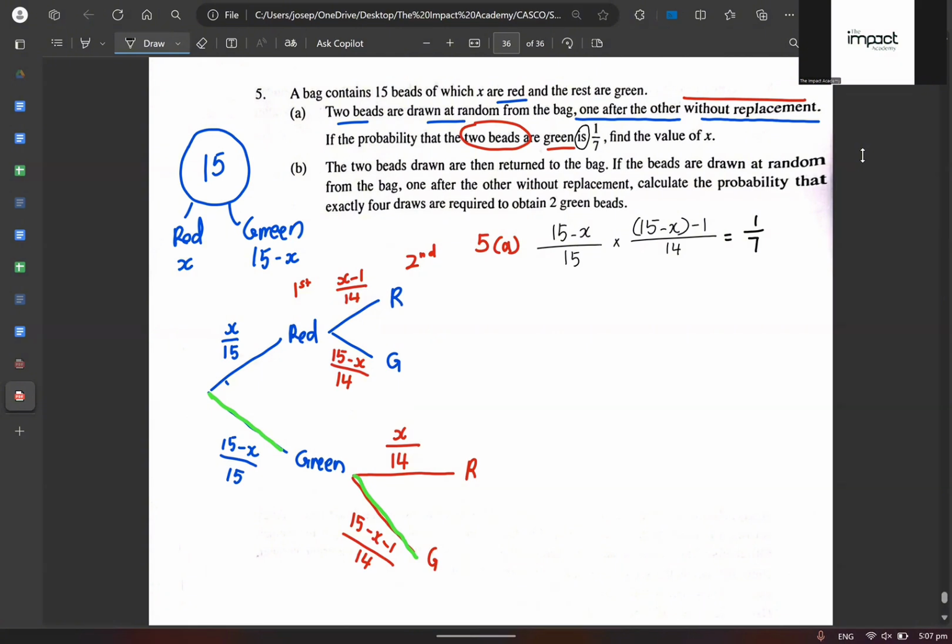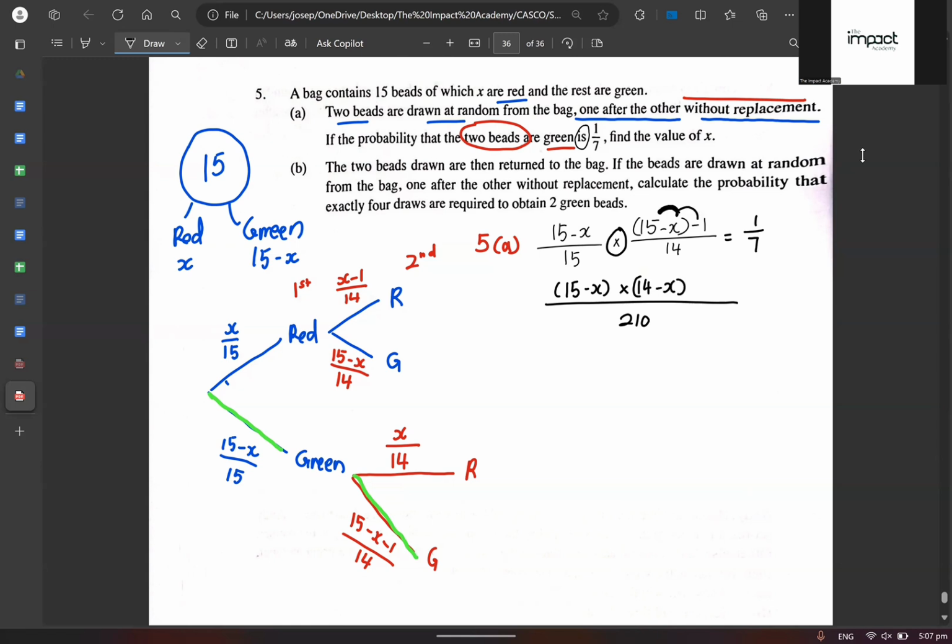Multiply the numerators together first, then cross. But because the denominator is different, it doesn't matter, right? Because we are doing multiplication. 15 times 14 gives you 210, correct? So this is 15 minus x, right? Then the other one: 15 minus x minus 1 becomes what? 14 minus x. Do you understand? Okay, this is 14 minus x, so times 14 minus x.